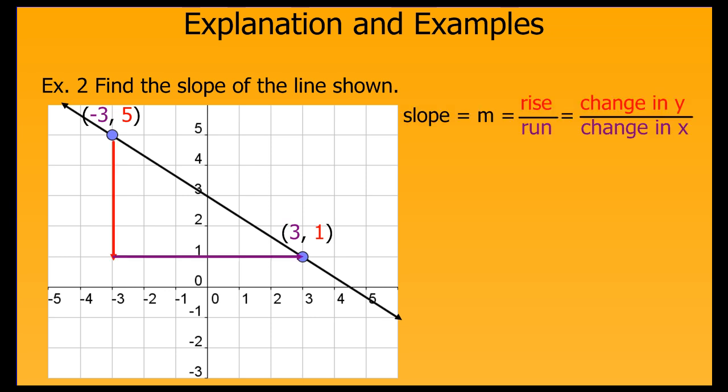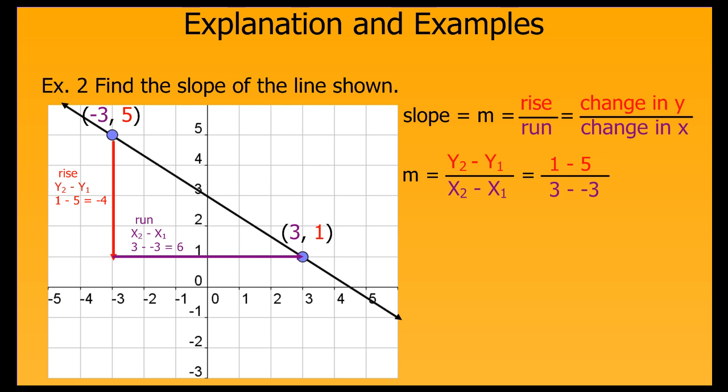First, we recall our definition for slope, and then we use our formula and substitute 1 in for y2 and 5 in for y1. Then substitute 3 in for x2 and -3 in for x1. When we set that up as rise over run and simplify, we get a slope of -2/3.